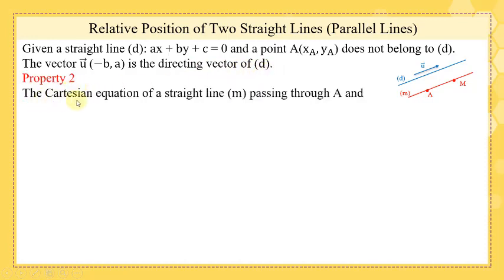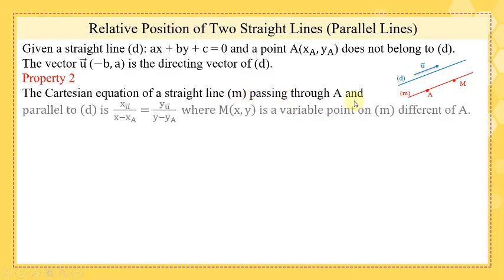Property. The Cartesian equation of the straight line M that is passing through point A and parallel to line D is given by x of vector U over x minus xA equals y of vector U over y minus yA, where M(x, y) is a variable point on line M different from A.